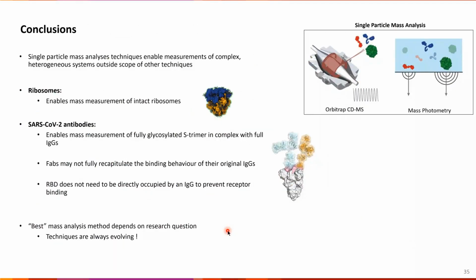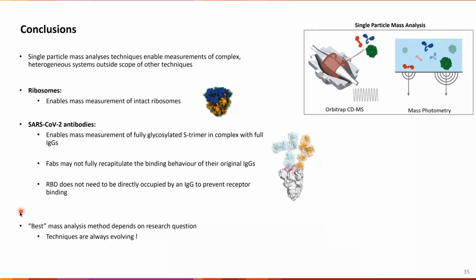Just to conclude my talk today, I hope I've been able to show that single particle mass analyses let us measure complex heterogeneous systems that have historically been outside the scope of other mass analysis techniques, and that we can measure the mass of intact ribosomes. And in the context of SARS-CoV-2, we've shown that we're able to measure the binding of full antibodies, not just the Fabs, with the trimeric spike protein, and that our results indicate that the IgGs may not fully recapitulate the binding behaviors, and that despite these lower binding stoichiometries, these antibodies still remain fully effective at neutralization.